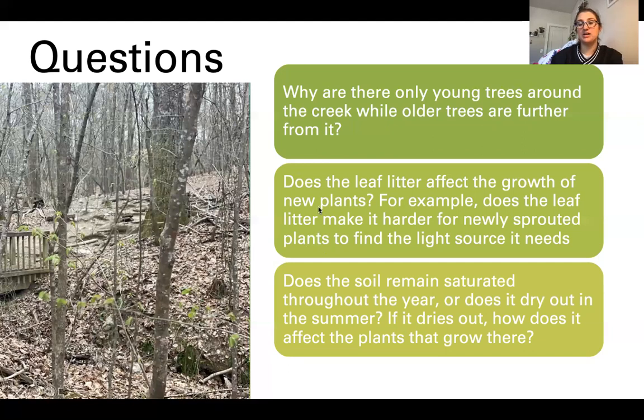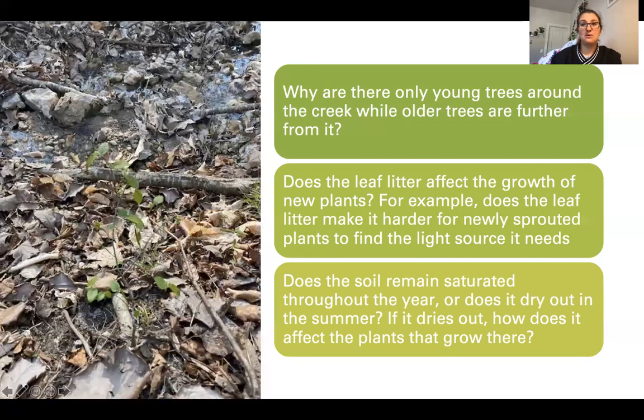My next question was, does the leaf litter affect the growth of new plants? For instance, will the plant not be able to find enough light because of the thick layer of litter? However, while visiting my site, I did notice that there were a lot of smaller plants that were still sprouting. So based on this, I would hypothesize that the plants growing here would have to be fast growing in order to sprout very quickly, or just be really resilient to low levels of light.